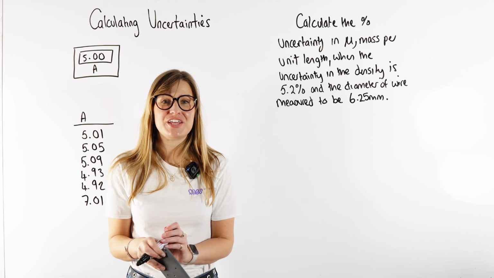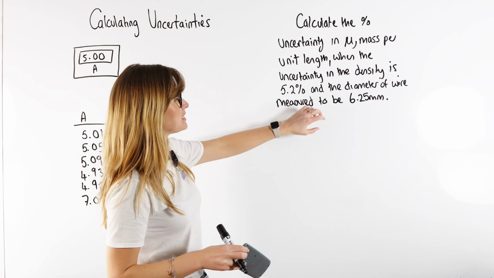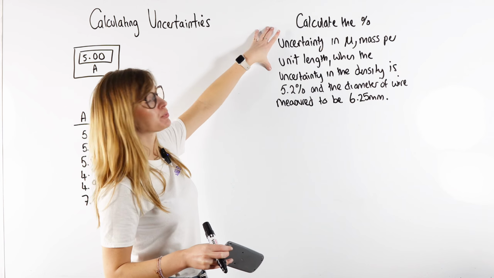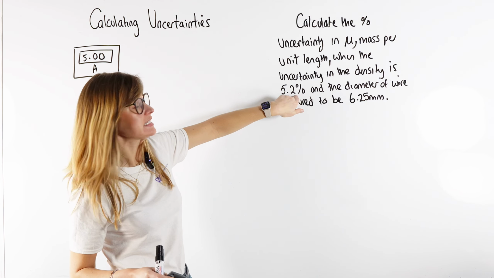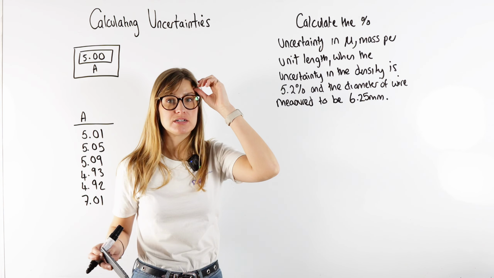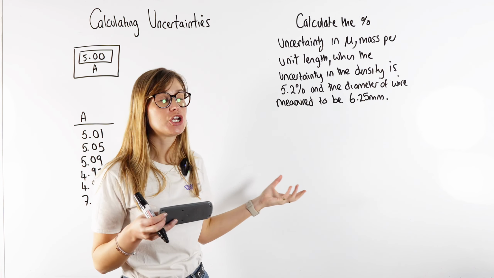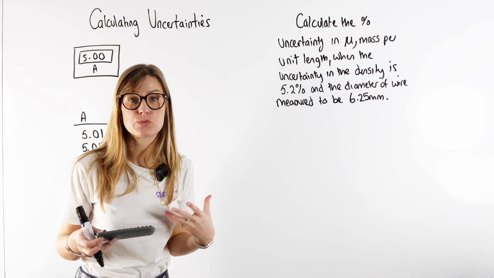Hi guys, so in this video we're going to go over how we calculate the percentage uncertainty in the mass per unit length of a wire if we're given the density's percentage uncertainty and the diameter of the wire, okay?